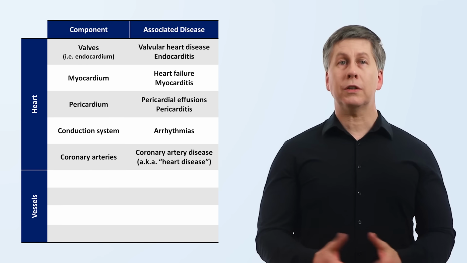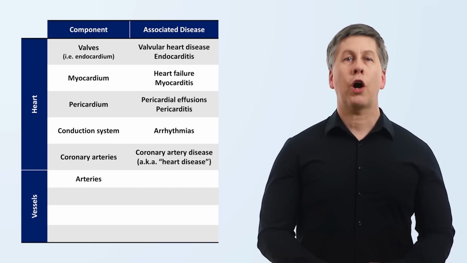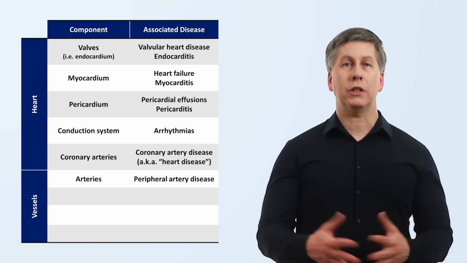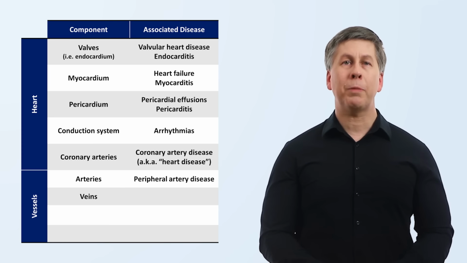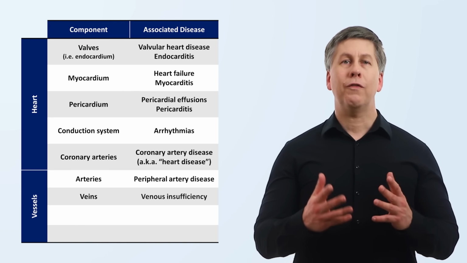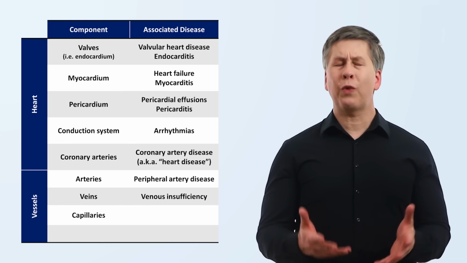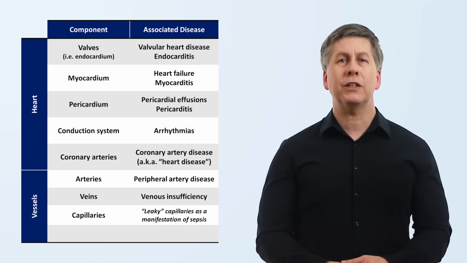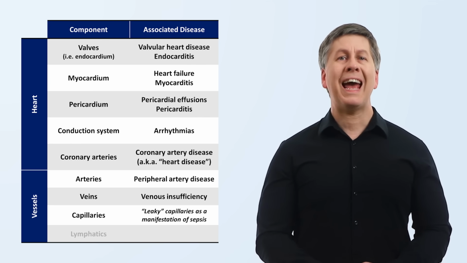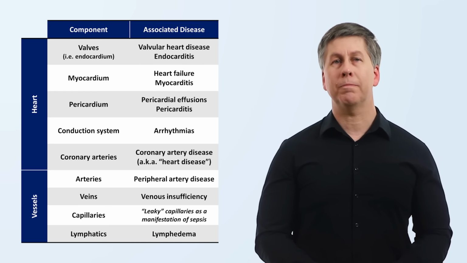The blood vessels can be subdivided into arteries, including arterioles, which are impacted by peripheral artery disease. The veins, including venules, which are impacted by a condition called venous insufficiency. The capillaries, which are rarely the primary site of pathology, but which can be the site of manifestations of sepsis. And the lymphatics, which cause a condition called lymphedema when obstructed.